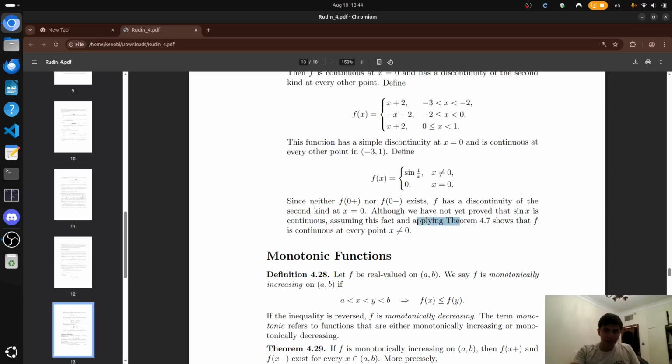And we know sine of x is continuous. And we know that this discontinuity only happens for x equals 0. So we know it's continuous at every point x not equal to 0.